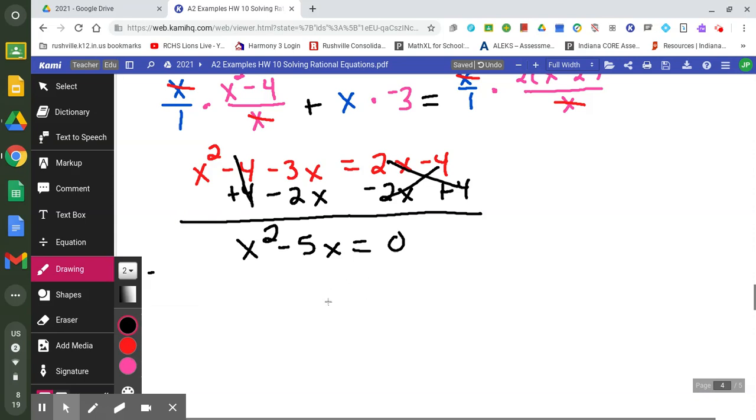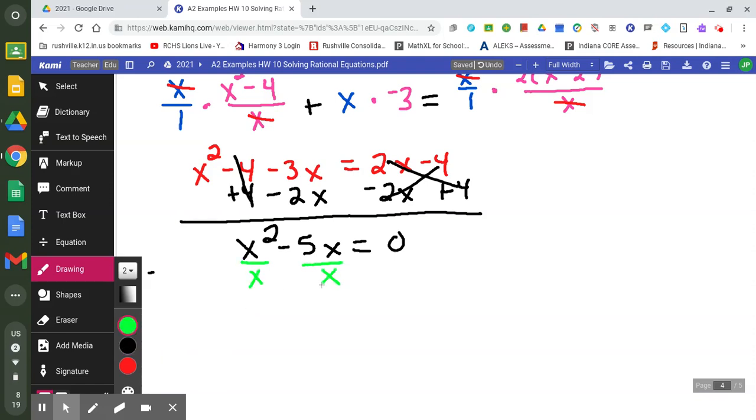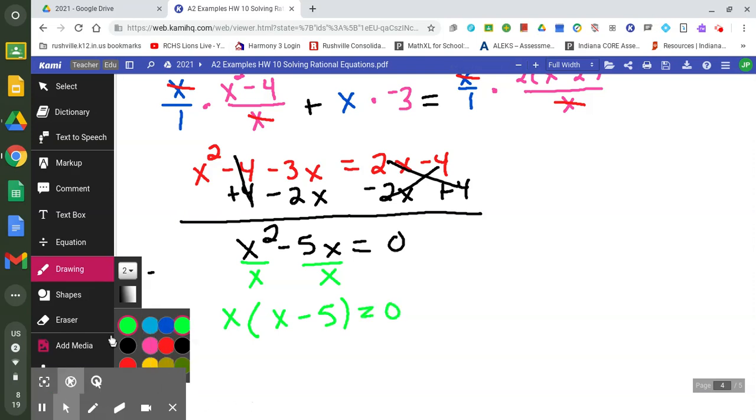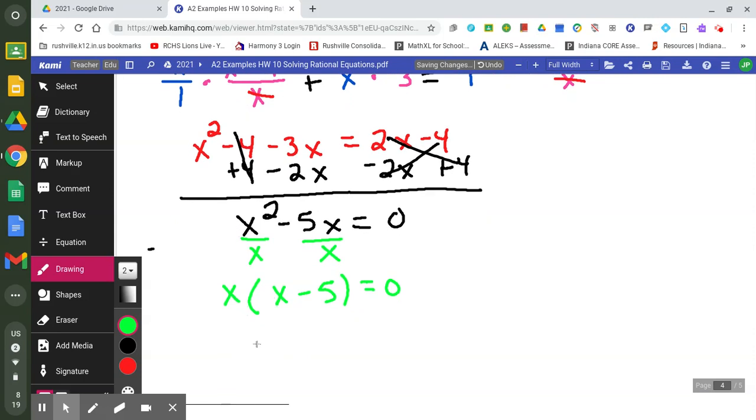Well, split the middle is factoring, but I can also just factor out the greatest common factor rather than having to split the middle. So now I have x times x minus 5 equals 0. And so I can set each of those factors equal to 0. So x equals 0 and x minus 5 equals 0, and then solve.